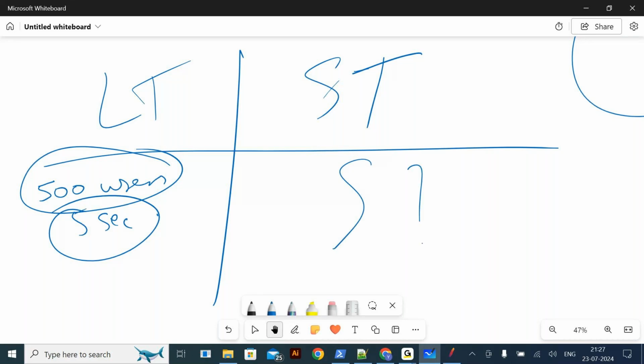We keep adding users and note down the response time. So this happens till the system breaks, right? So this is for finding the limit. See, 500 users my system can manage within 5 seconds.